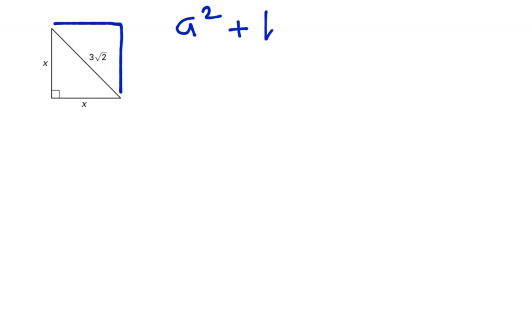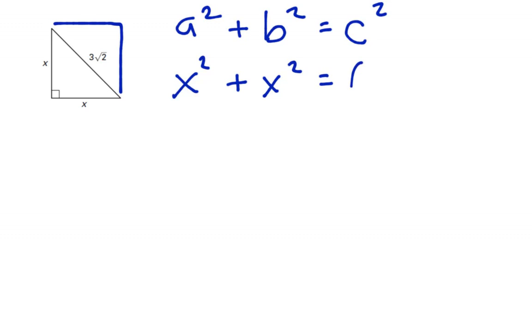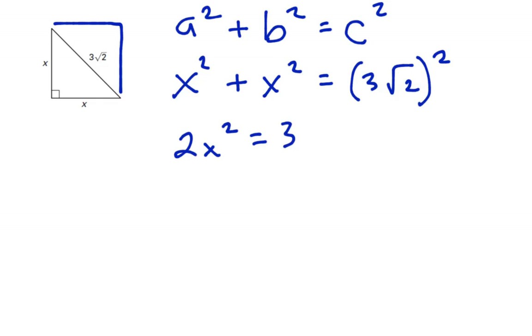So a squared plus b squared equals c squared. Substituting values that I have from the problem, I would get x squared plus x squared equals 3 square root of 2, quantity squared. Left side combines to 2x squared. And the right side, let's just expand this using what squared really means. Squared means that number times itself. So I've got 3 square root 2 times 3 square root 2.